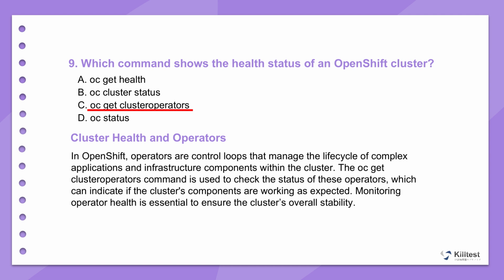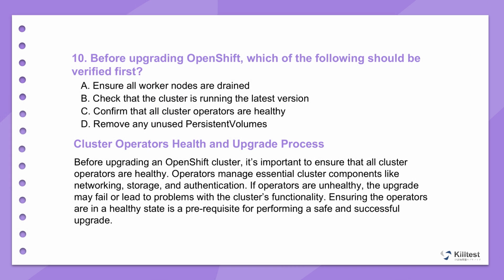Right. If you see an operator marked as degraded true or stuck in progressing true for too long, that's a red flag. It means a core part of your cluster is having problems and needs investigation. It's a high-level health check for the whole platform. Like checking the vital signs of the entire OpenShift system. Got it. Finally, question 10 brings us to upgrades. Big operations. What's absolutely essential before starting an OpenShift upgrade?